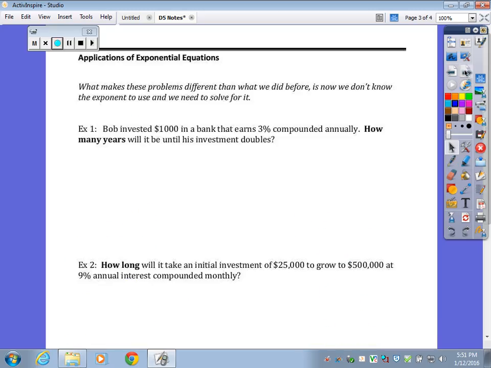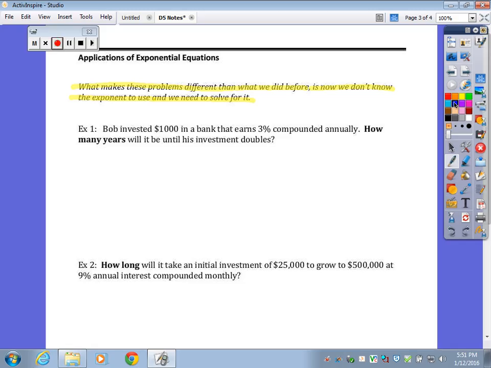Okay. So, now how does this work in real life? Why do I need this skill? So now we're going to do some exponential equation application problems, real life problems. And I wrote you a note up here at the top. What makes these problems different than what we did before today is now we don't know the exponent to use, and we're trying to solve for it. Last unit we did these same problems, but I told you the time, and you were trying to find one of the other variables. Now you're trying to find the exponent, which is usually time.